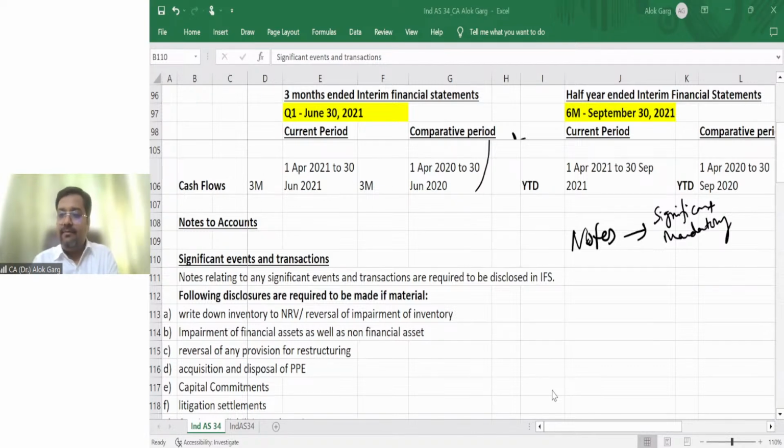Is that clear, Sriram? You have to mandatorily provide the balance sheet figures for 31st March only as a comparative. Is that clear?